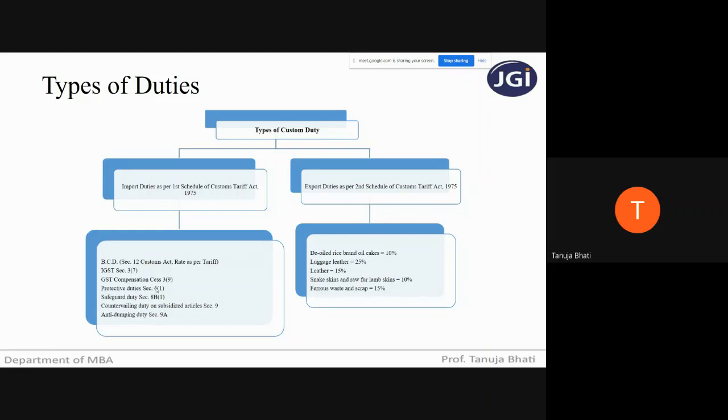Is this clear, students? Is protective duties under customs clear? Yes? Yes, ma'am.